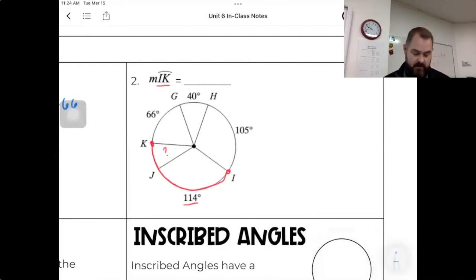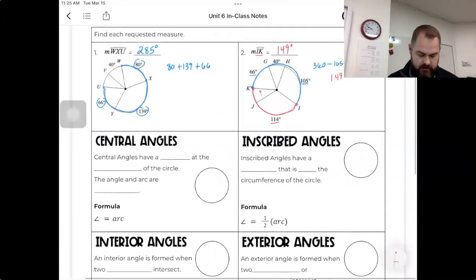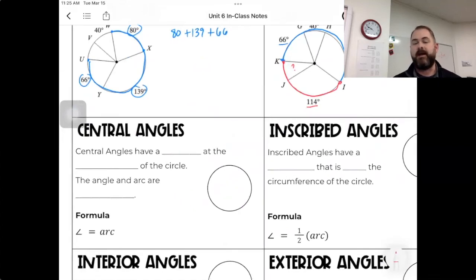IK is the minor arc. The major arc that has the same endpoints, I have all those pieces. Well, all of the arcs of a circle add up to 360 degrees. So I could just find my 360 minus these 3, and the leftover would be the minor arc IK. So if I do 360 minus 105 minus 40 minus 66, I should get 149 degrees.